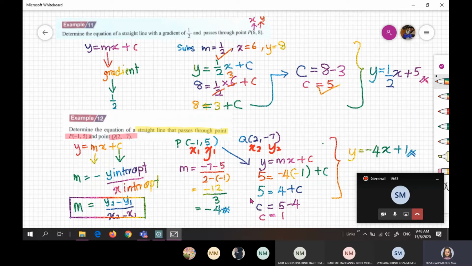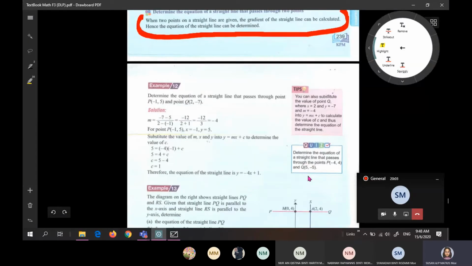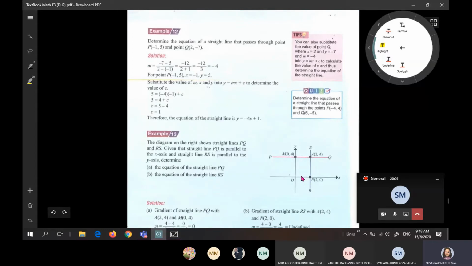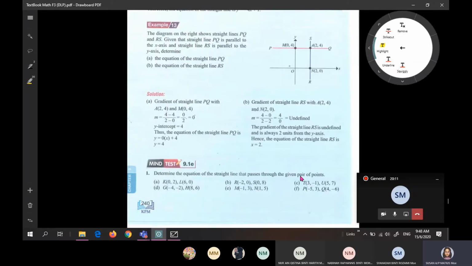Okay, so that was example 11 and example 12. Then let's see your textbook again. So let's go on. Let's look at example 13. Example 13 we'll just look at from the textbook itself. In example 13, the diagram on the right shows a straight line PQ.